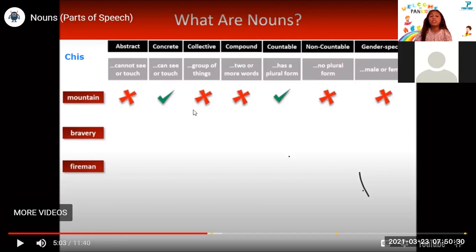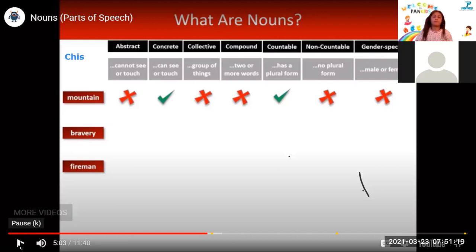Mountain is concrete. You can see the mountain, and you can touch the mountain. That's a concrete noun. And the category of mountain is common noun. But it also belongs to concrete nouns, and to countable nouns, because we can count mountains. How many mountains are there in your place? Teacher, I guess there are 50 mountains. Okay, that is countable, it means you can count. Okay, next.